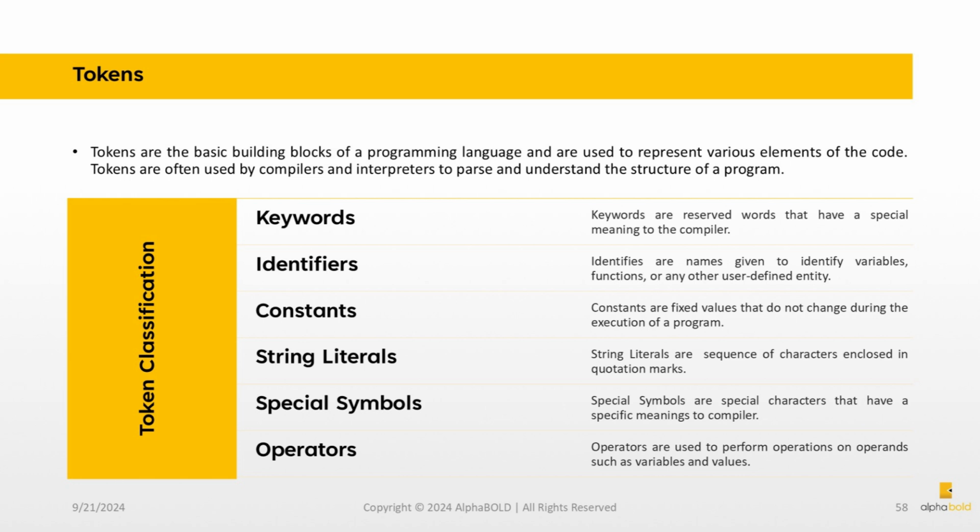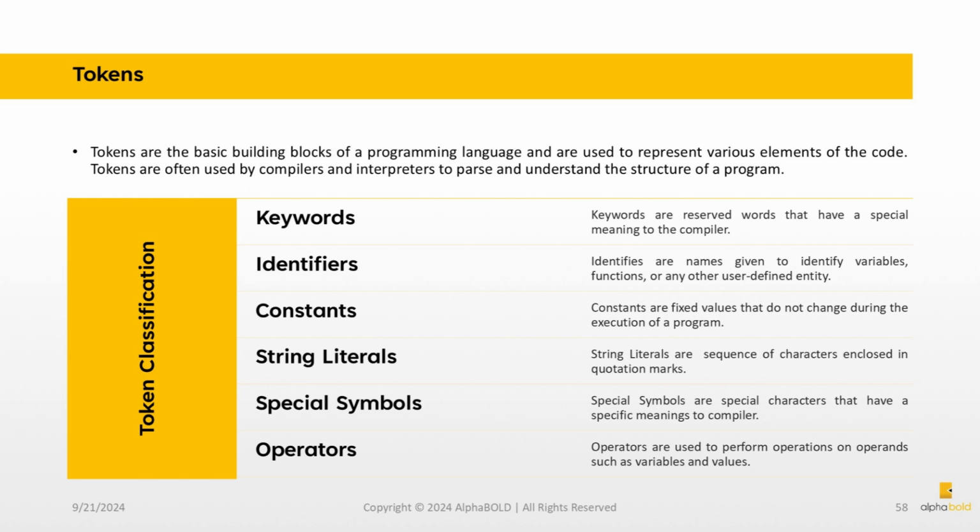Token classification. Keywords. Keywords are reserved words that have a special meaning to the compiler. Identifiers. Identifiers are names given to identify variables, functions, or any other user-defined entity. Constants. Constants are fixed values that do not change during the execution of a program.